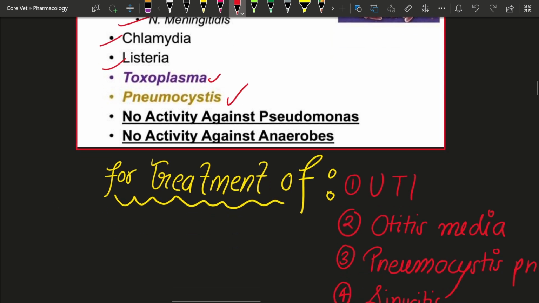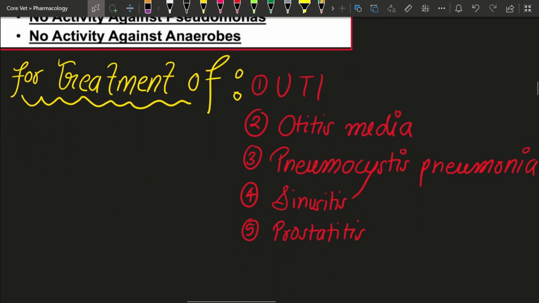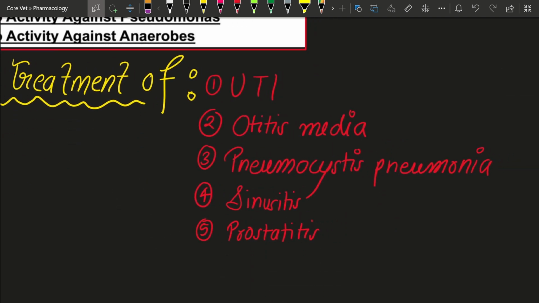Now if we talk about for what treatment purpose we can use the sulfonamide, in urinary tract infection we can obviously use this sulfonamide. I'll discuss later which particular compound we could use to treat UTI infections, right? Now secondly, otitis media, right? The ear infection in the middle region of the ear, if there is inflammation, then we can use this class of drug.